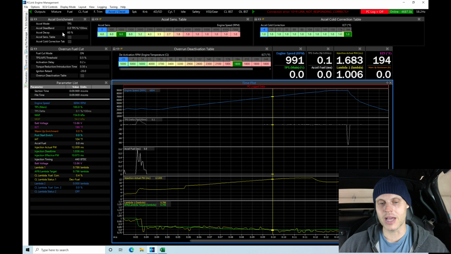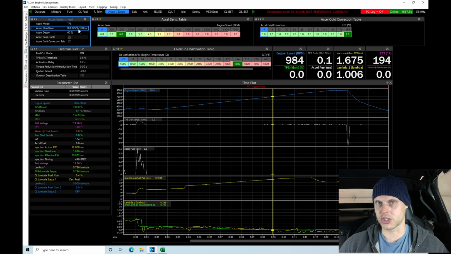Now the Accel deadband, this is something we definitely want to change. 0.5 to 1% TPS per 100 milliseconds. That's the initiation to tripping the Accel sensitivity table or the Accel multiplier. We need to exceed this amount in order for it to work. The lower we have the value here, the easier for the acceleration enrichment to kick in. The higher we have the value here, the harder it is for it to kick in.